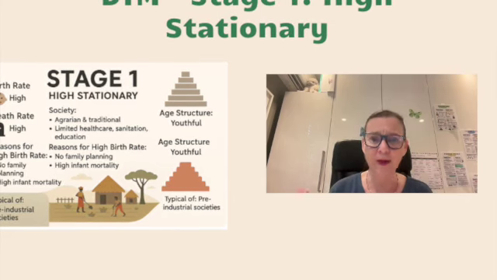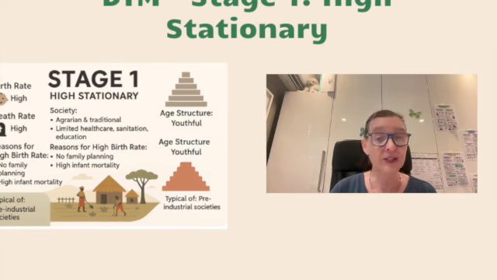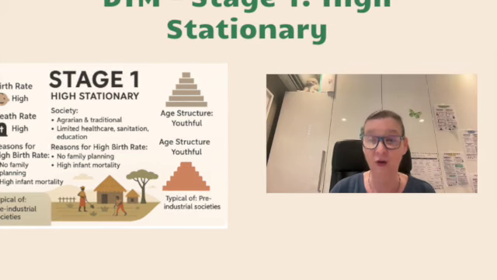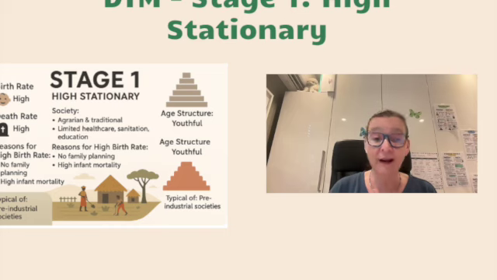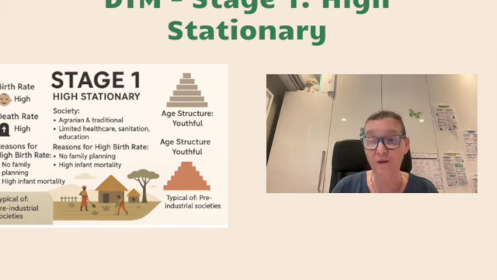So why are the birth rates so high? Well, 1, there's no access to family planning or contraception. 2, families have many children to help with farm work.